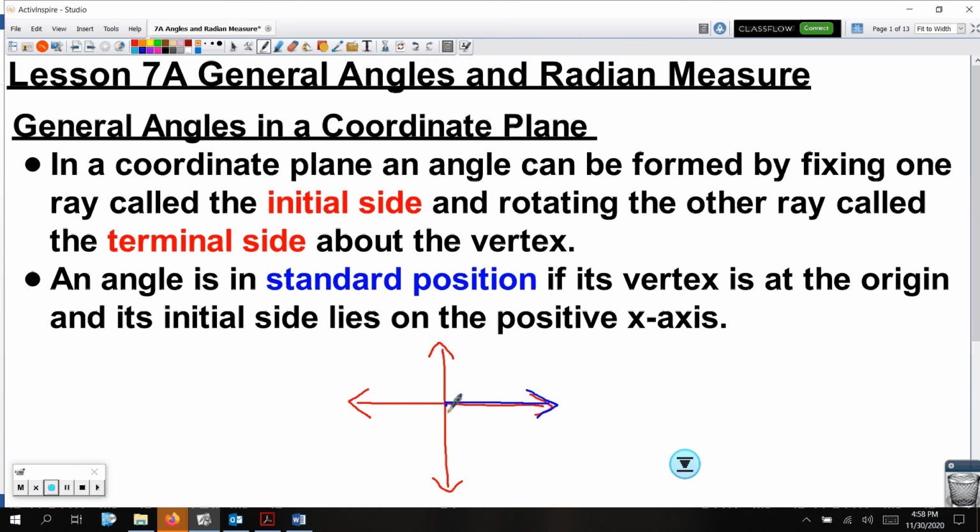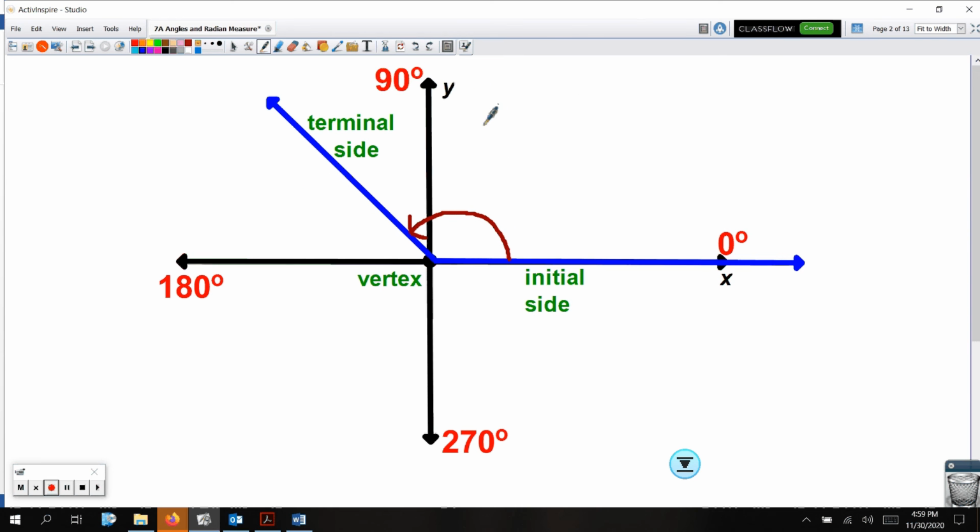So in the next picture, if you need to pause the video to copy this down, please do so. But I have a better image in the next slide I want to show you, and I would like you to copy it down. So here it is, right? Here's our y-axis, here is our x-axis. If this terminal side was down here on the initial side, it would be in standard position.